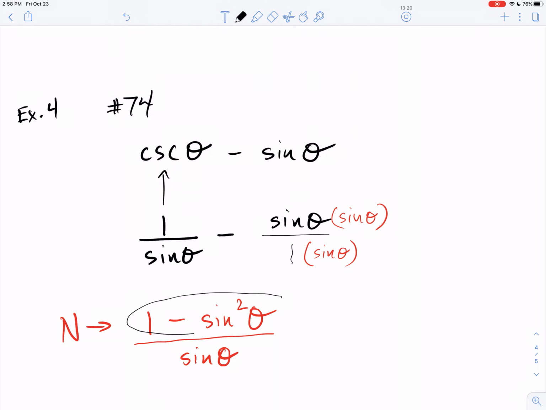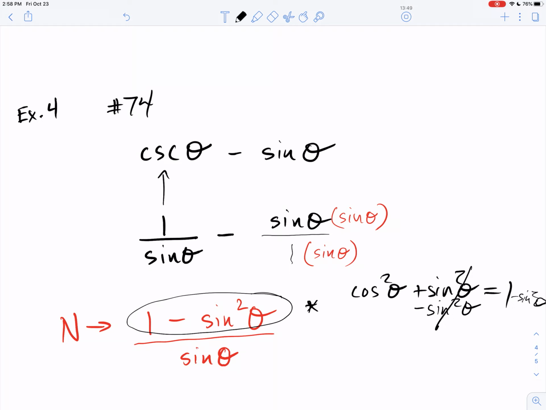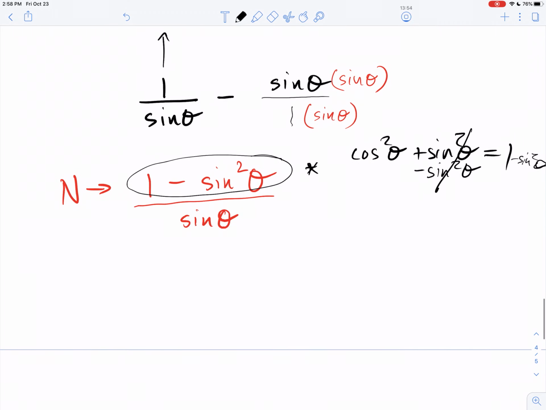I get to take a little detour here, kind of like I did with tan and sec. Hey, this guy right here, you know what I know? I know that cosine squared theta plus sine squared theta equals 1. That's a Pythagorean identity. And if I were to move this to the other side, like this, right? If I were to take this away, do you see what I see? 1 minus sine squared theta is equal to cosine squared theta.